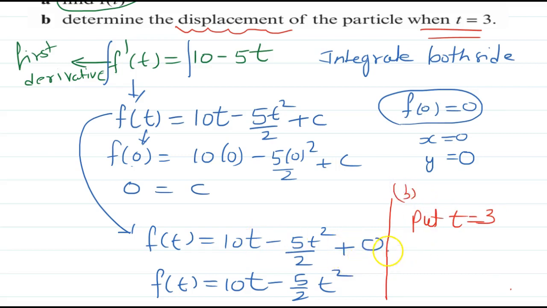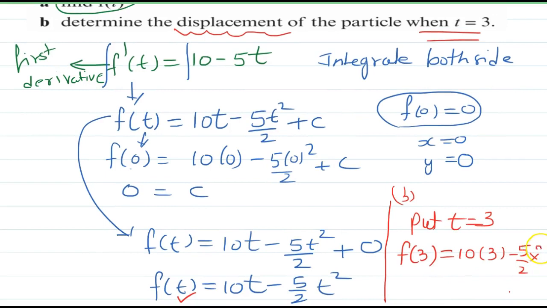So if you put t equal to 3, f(3) from here will be 10 times 3 minus 5 over 2, and 3 squared will be 9. If we simplify this, 10 times 3 is 30, and 5 times 9 is 45 over 2, and if we simplify, we get 7.5. Yeah, that will be our answer.